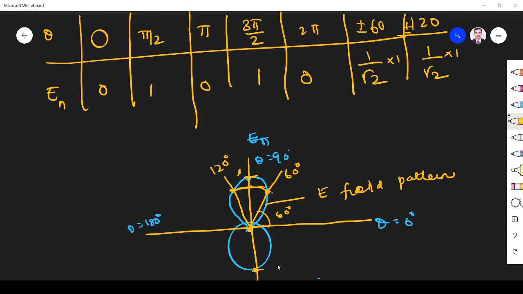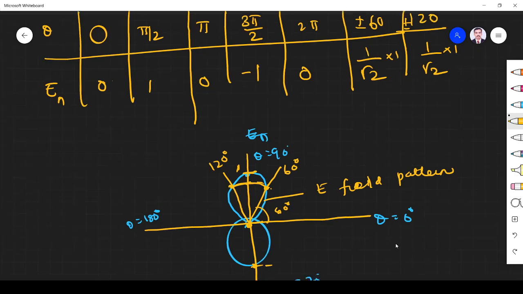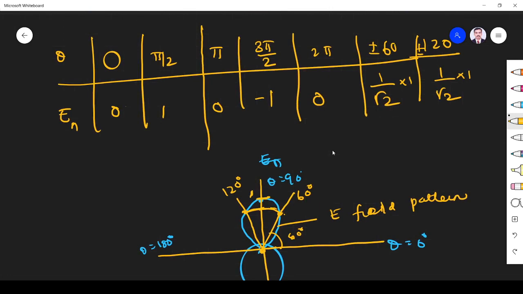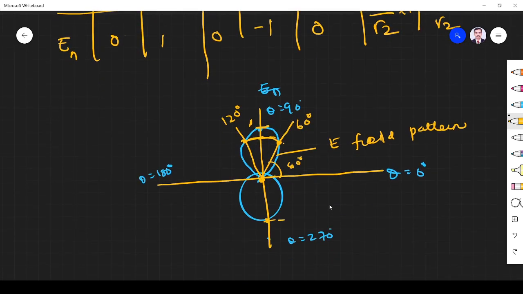Right? So, okay, cos 2 pi is minus 1. Sorry, it is minus 1. So this is theta. Fine. So 270 degrees. When theta is equal to 2 pi, again it comes to 0. Right? So this is the radiation pattern of this antenna.